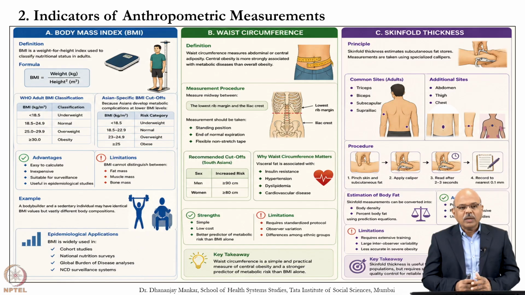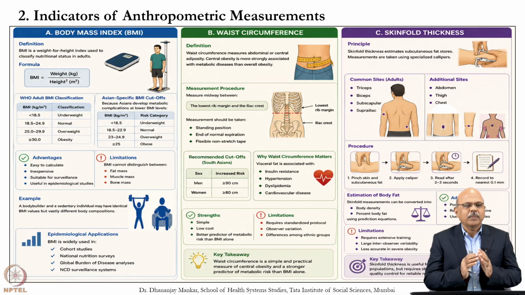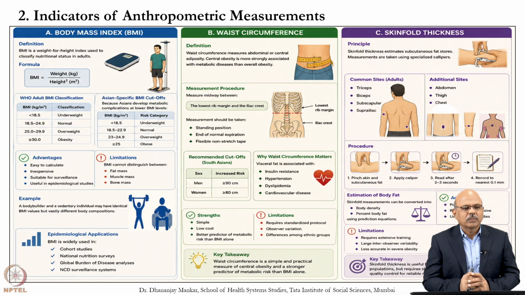What are the indicators of anthropometric measurements? Especially when I talk about BMI, the body mass index, it is a weight for height index. The index is calculated to classify nutritional status in adults. The formula for BMI is to take the weight in kilograms and divide it by height squared, where the height is taken in meters and squared. So when the weight is calculated, you have to divide it by height squared.